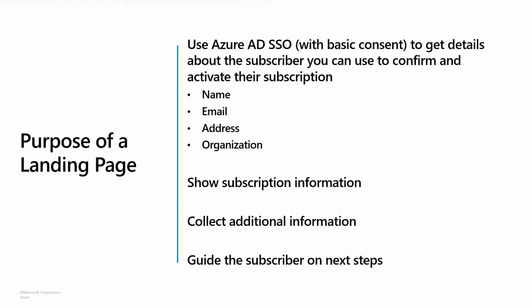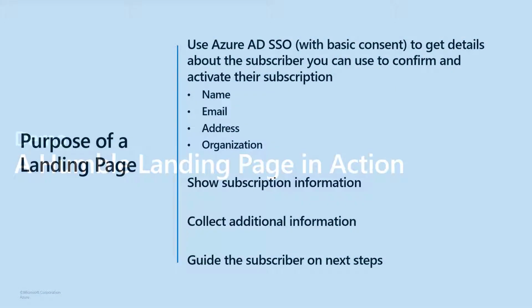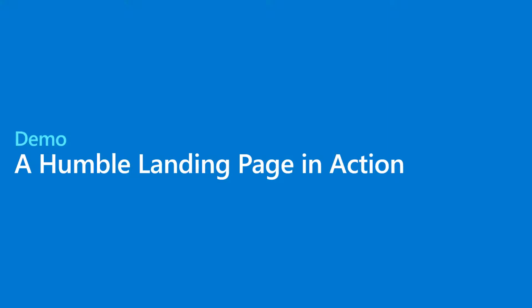And finally, it's important to guide your user onto the next steps they're going to take. Are they going to get an email? Are you going to automatically provision their subscription and they can wait for an email to come in 5 minutes, or set the expectation that it's going to take a few days to provision their account? Whatever the case may be, just let the customer know what to expect next. Now, the next thing we're going to see is a humble landing page in action. So let's check that out.